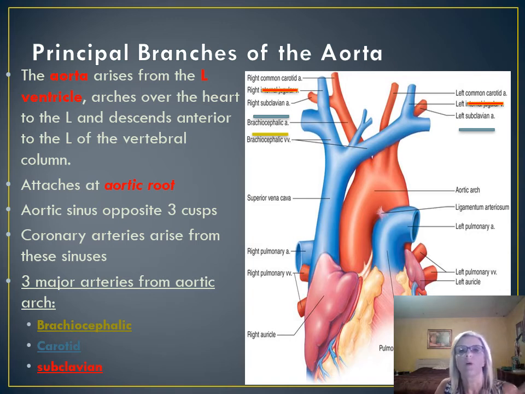The aorta arises or attaches to the heart at the aortic root. The aortic sinus is opposite of each of the three cusps. Remember, a sinus is a sac or a cavity in any organ or tissue. So coronary arteries arise from the two sinuses. We have the brachiocephalic artery supplying the upper limb and the head, and then it divides and becomes the common carotid and the subclavian.